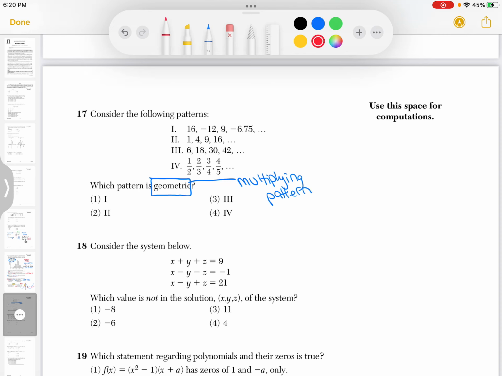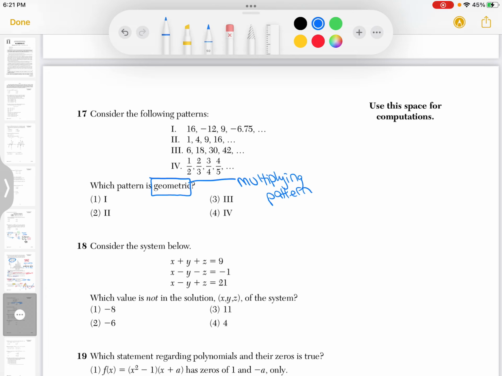And what's really also important that you remember about geometric sequences is that, yes, it follows a multiplying pattern, but it has to multiply by the same number each time. So it can't be like times 2, times 3, times 4. That's not a geometric sequence. It has to multiply by the same number each time. So like times 2, times 2, times 2, or times 3, times 3, times 3, something along those lines. So I have 4 choices here, and I need to test them out.